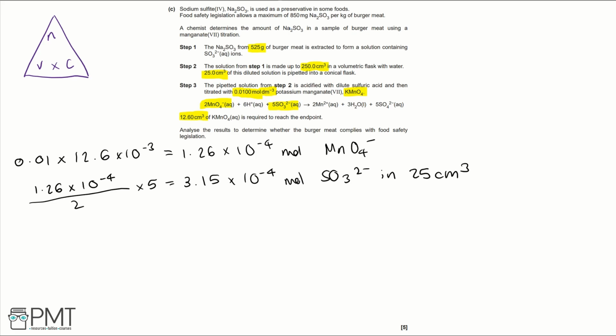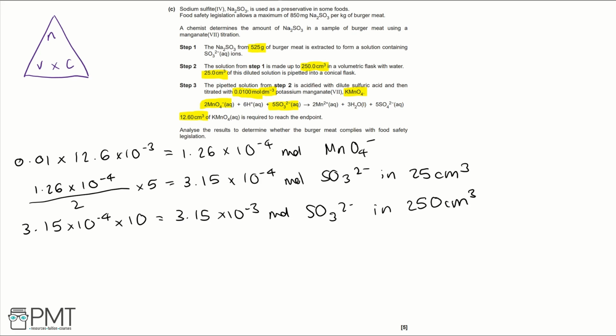This is very important because we need to use the scale factor of 10 to get to 250 centimeters cubed. So we do 3.15 times 10 to the -4 multiplied by 10, and we get 3.15 times 10 to the -3 moles of SO3 2- in 250 centimetres cubed. So now we've effectively used the molar ratio and the scale factor to get the moles of the sulfite ions.